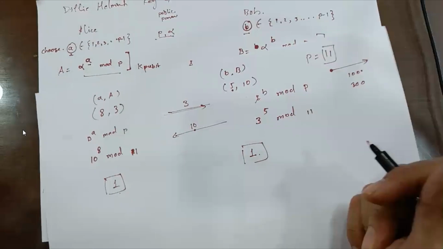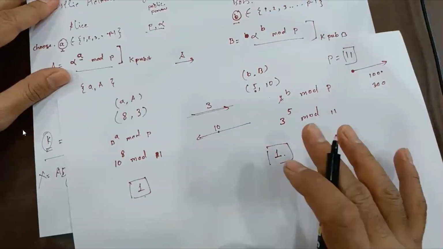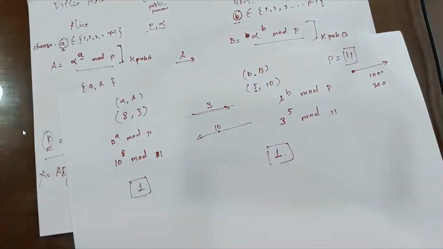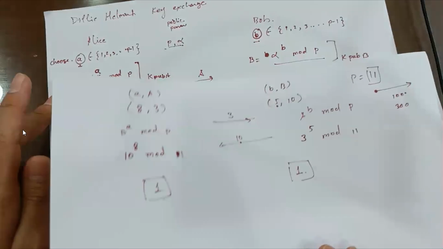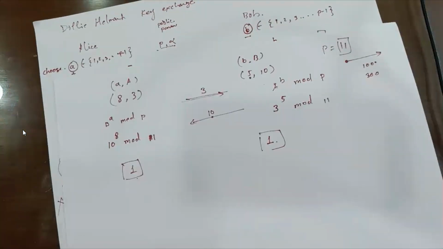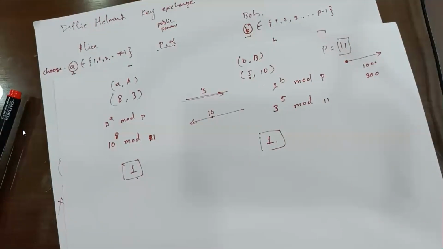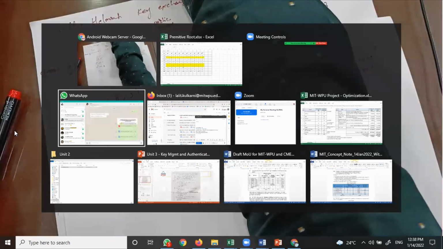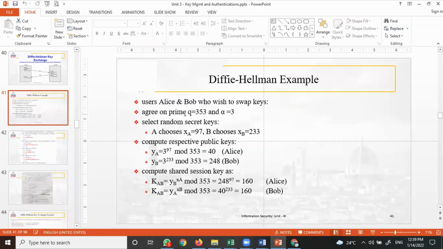So basically, this is the process of key exchange which Diffie-Hellman have given us. This is a very effective key exchange technique. If you have any doubts, we can discuss. We might solve a few more examples. I can show you a few more examples.